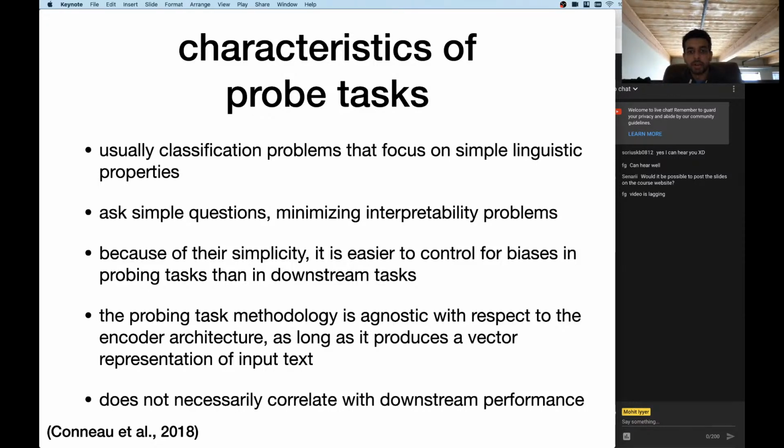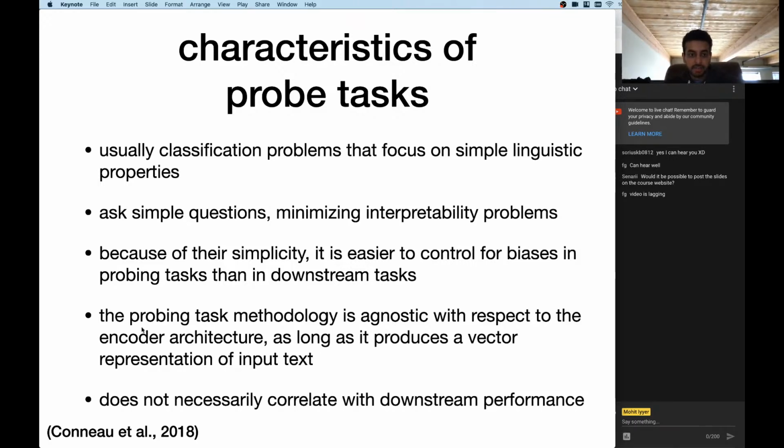So as you saw, these probe tasks are usually framed as very simple classification problems. They're often binary classification problems that focus on simple linguistic properties like part of speech or things like length or word content. They're intentionally designed to be simple to minimize problems with interpretability. We want to be focusing on one very specific low-level question, not a broader one that conflates many different linguistic properties together.